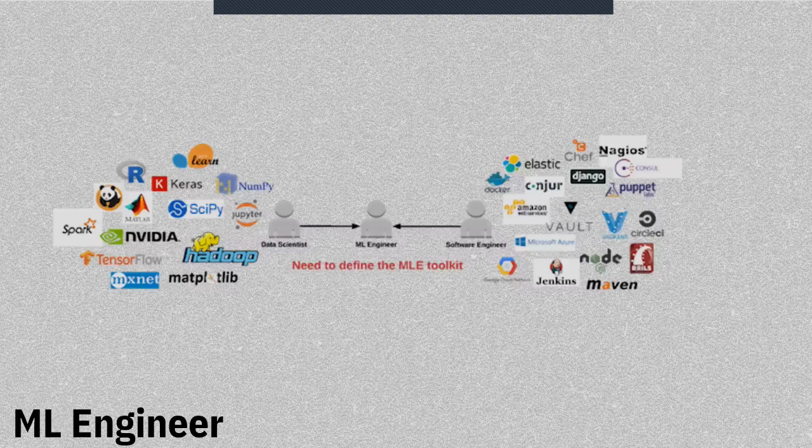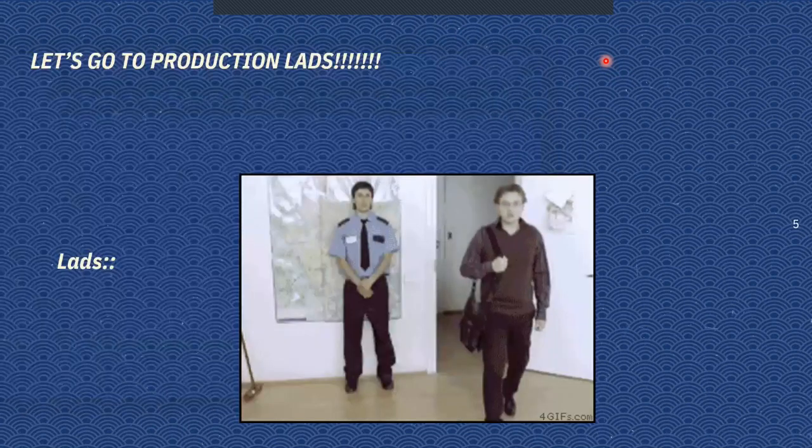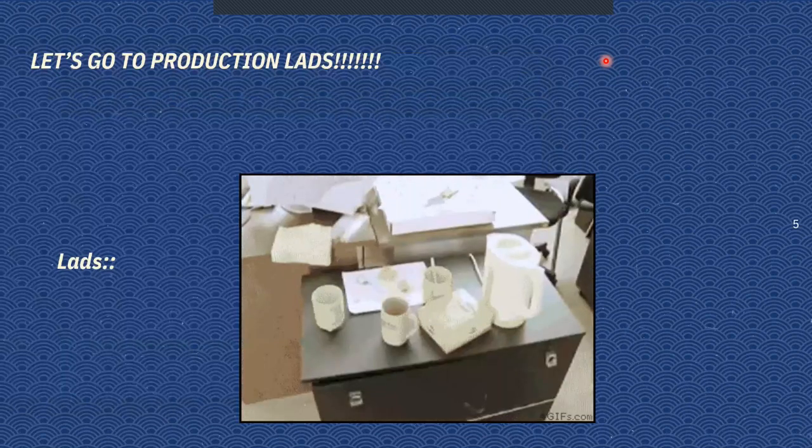So this brings me entirely to reference this again. It's your first month as an entry-level ML engineer, and you just started rocking your job. Jupyter notebooks, scikit-learn, TensorFlow, pandas. Then it's time to put the model into production. I'm sure you understand why this happens now. The tools are a lot. There are so many things to learn. It requires a lot of machine software engineering skills.